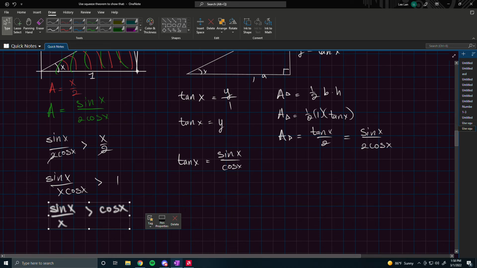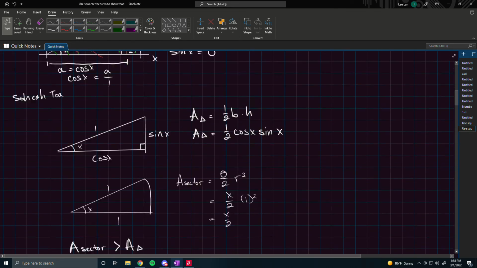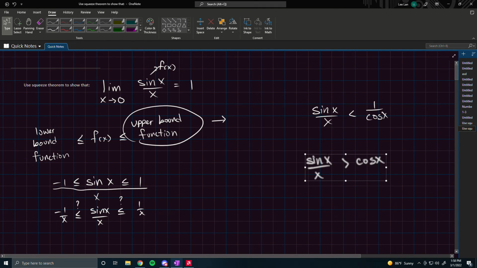Let's take this fact and bring it up over here. So we said that cosine x is greater than sine x over x... Correcting the direction: we found that sine x over x is greater than cosine x. So that means cosine x is less than sine x over x, which is less than 1 over cosine x.